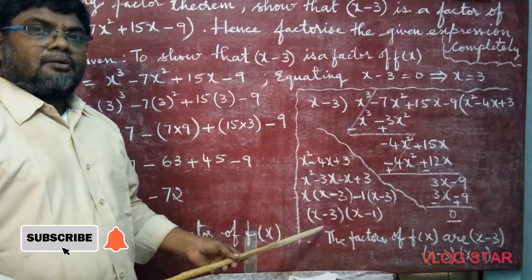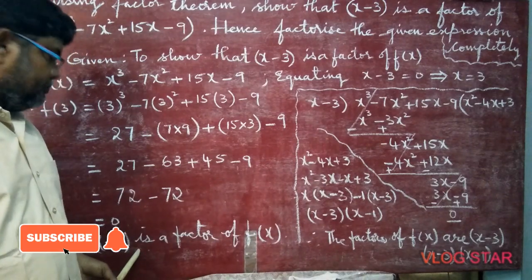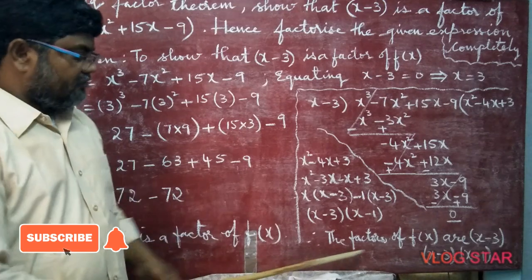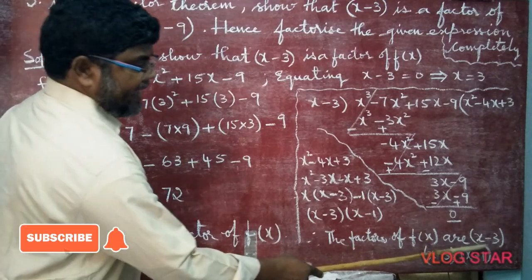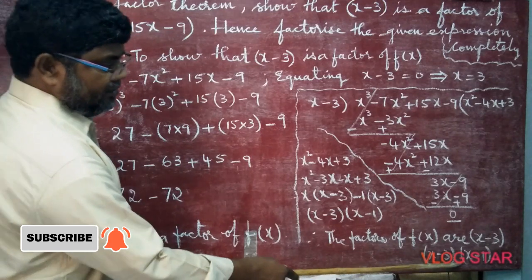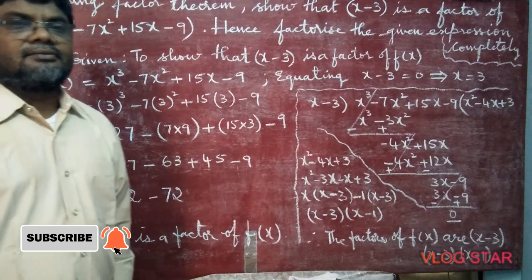So we got 2 more factors. Already one factor we proved and we found these 2 factors. Therefore, the factors of f of x are x minus 3 into x minus 3 again into x minus 1. 1, 2, 3: 3 factors.